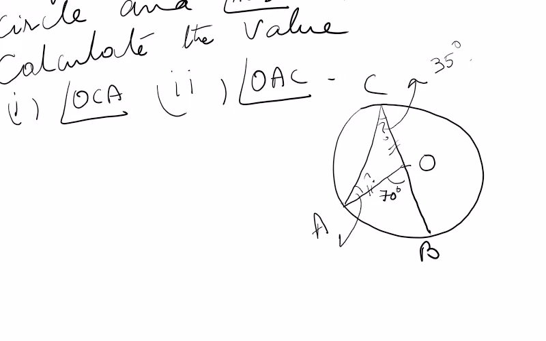So therefore angle OAC is equal to angle OCA is equal to 35 degrees. So you should be able to do it. You have to write two reasons. One reason is that the angle subtended at the center is double the angle at the remaining part of the circle. So therefore angle ACB is half angle AOB, so that is 35.